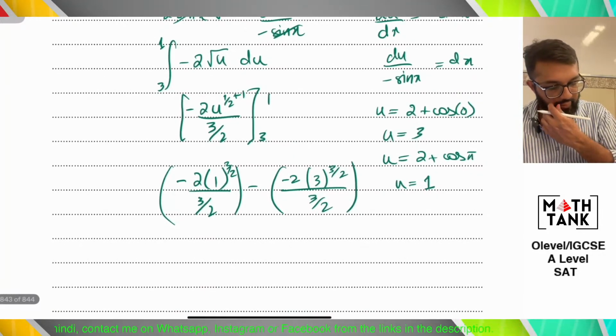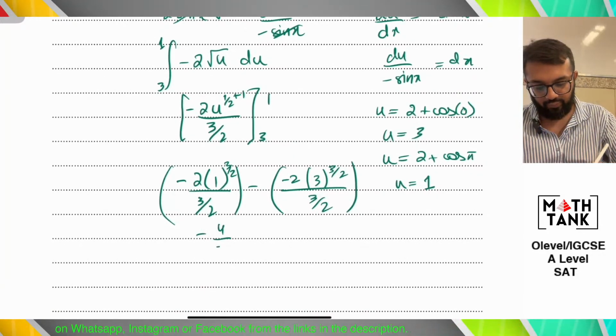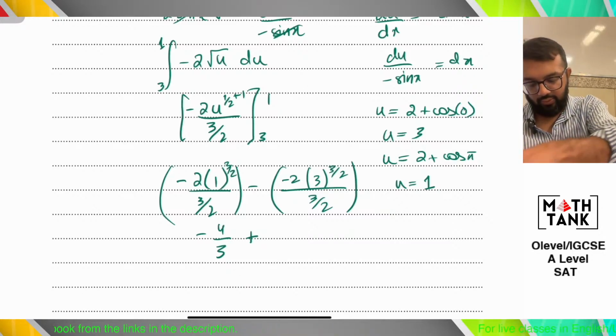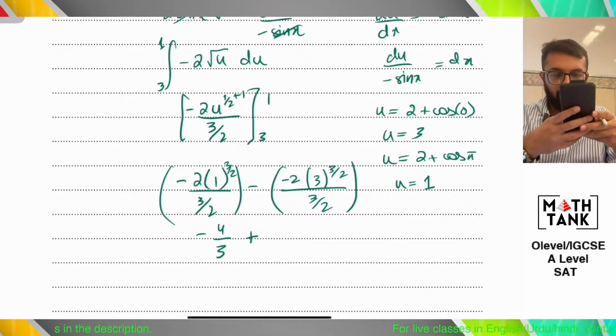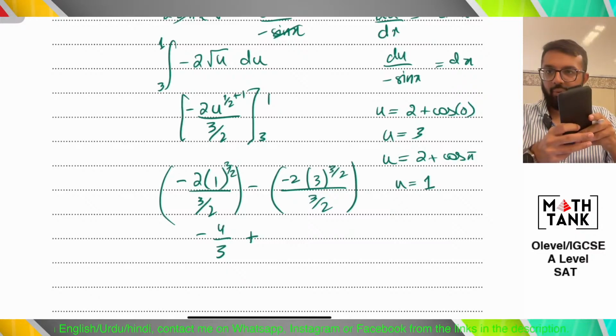Okay, so that gives me minus 4 over 3 plus 2 power 2 into 3 power.